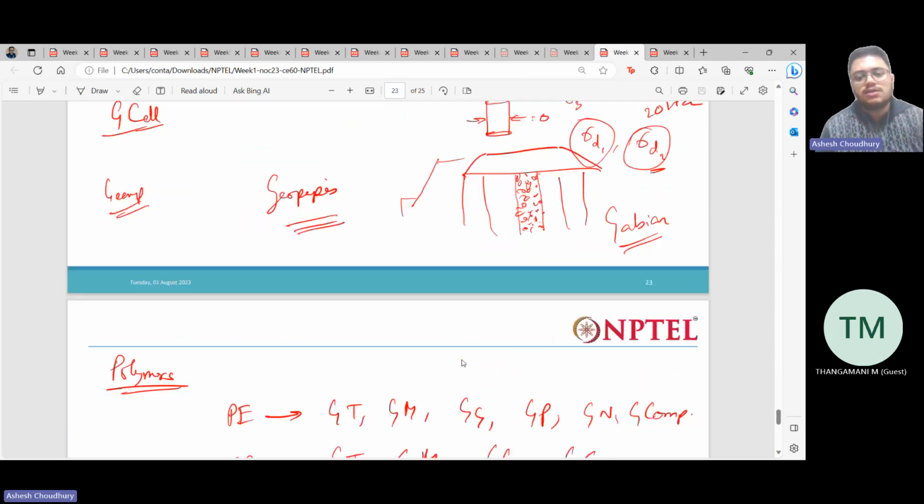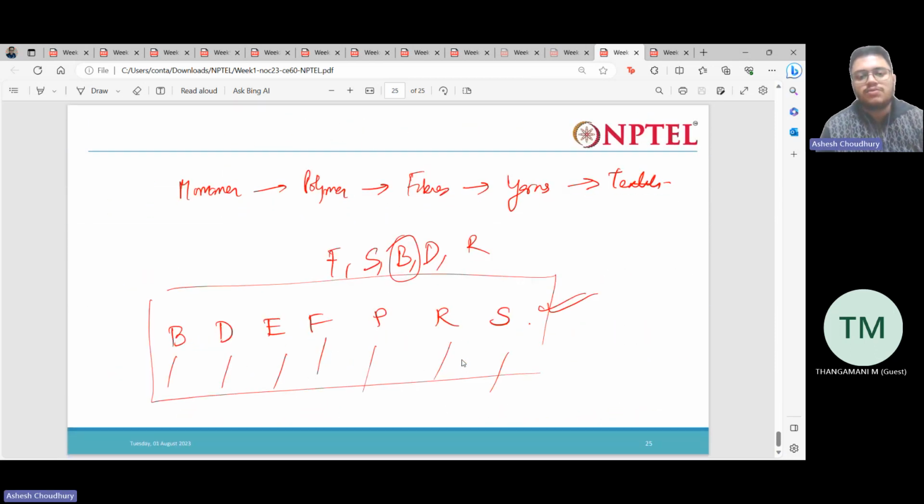So the first lecture was just a basic introduction. We discussed all the basic types of geosynthetics. We also discussed polymers and how geosynthetics are manufactured, very briefly. So these are the functions: BDE, FPRS, barrier, drainage, erosion control, filtration, and all those things.